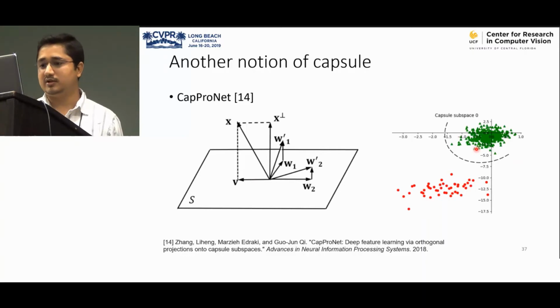This is trying to explain it intuitively. These red dots are samples belonging to one class, the class for which we have the subspace. You can see that the activation or the intensity of all these capsules after the projection is quite high. And all these green dots are samples from the rest of the classes, which are not covered by this subspace. In fact, this work will be covered later by Marzia in a session today.